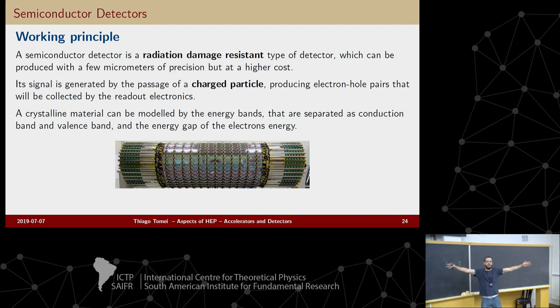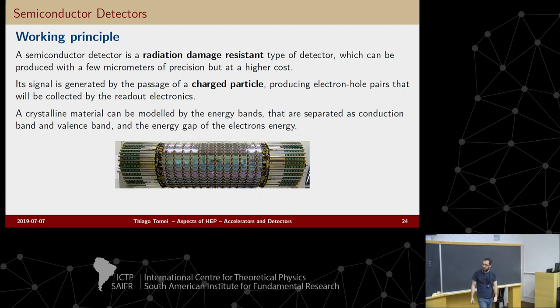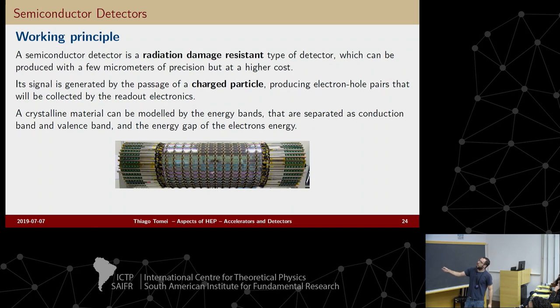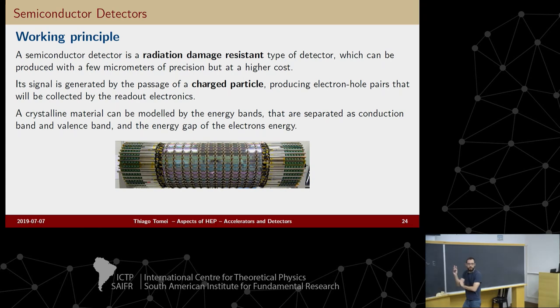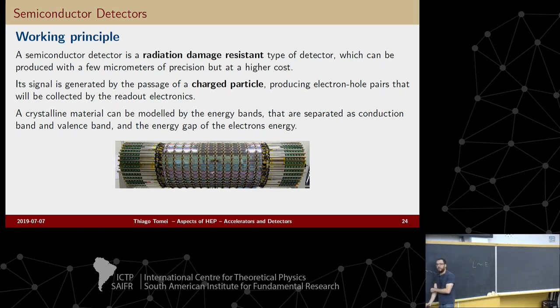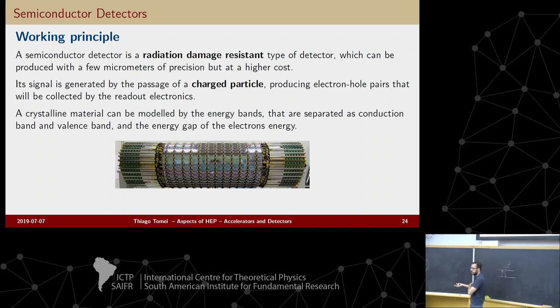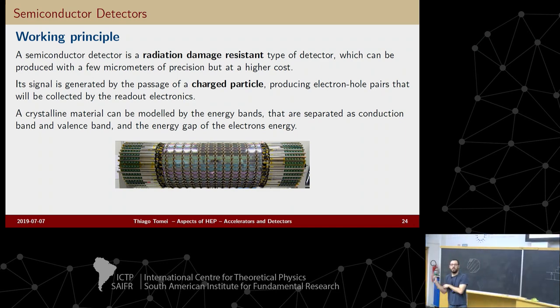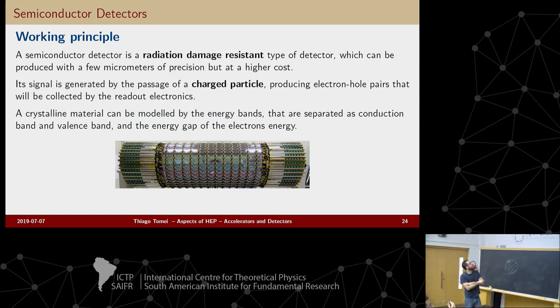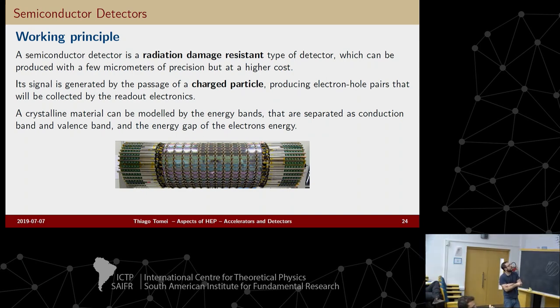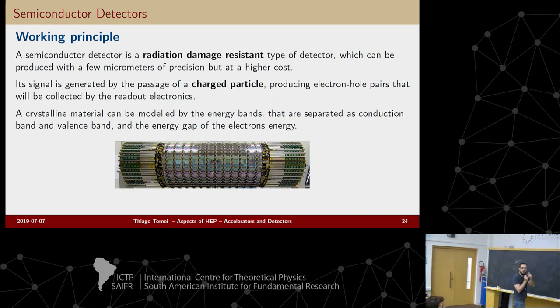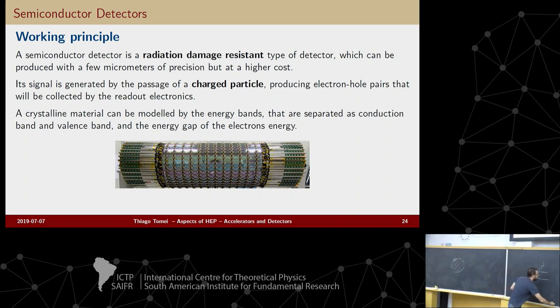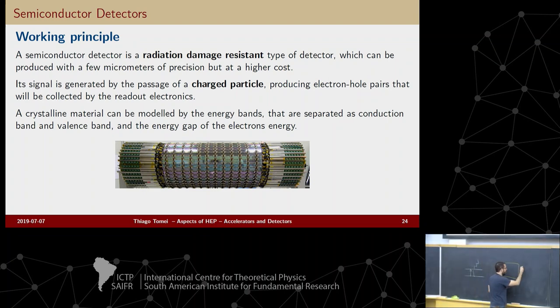You can do the same thing with semiconductors. What's good about semiconductors? They are radiation damage resistant. You can put this thing inside the highest radiation doses that you can have nowadays in a lab, and it will take it like a champ. On top of that, you can produce to a few micrometers of precision. You can make pixels of 50 micrometers by 50 micrometers out of this. You can thank Intel for that, right?